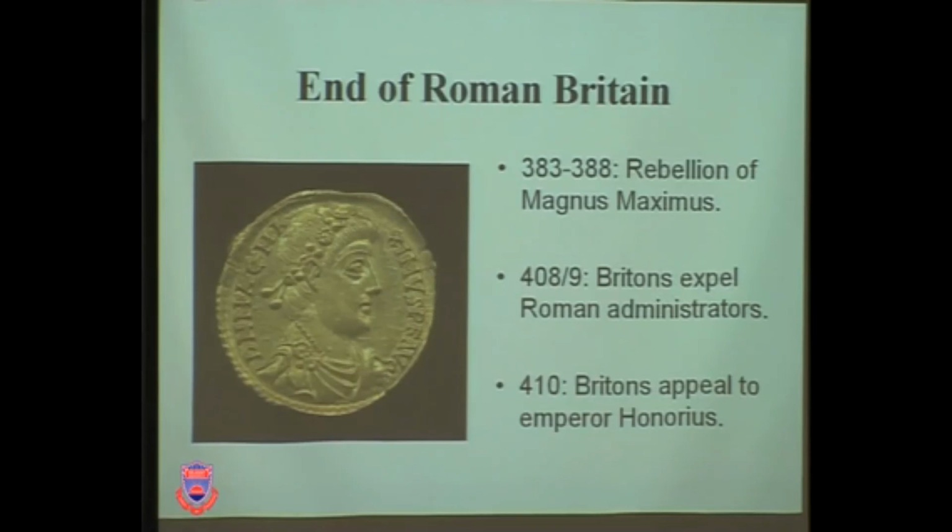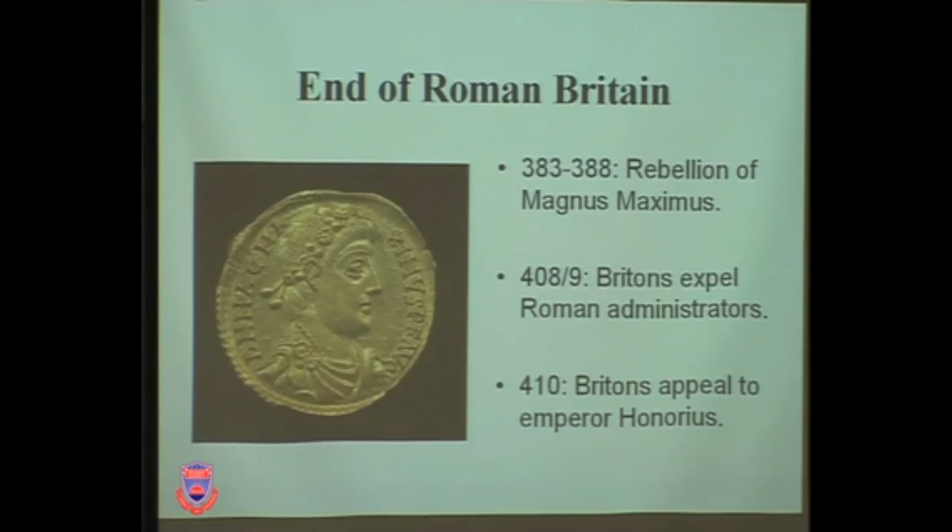Between 383 to 388, there is the rebellion of a guy called Magnus Maximus, who I think was from what is now Spain originally, but was based in Britain, a general, and he wanted to attempt to become emperor.